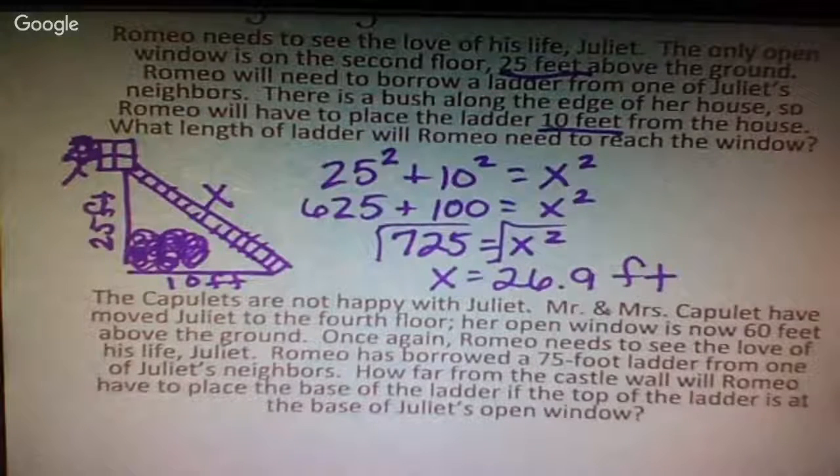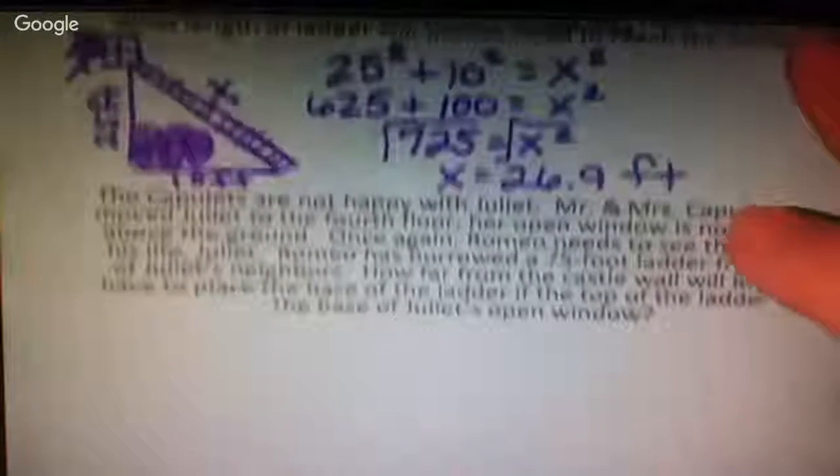Okay, that is a big ladder. Is nobody going to talk about the 50-foot ladder? We were just talking about a 50-foot ladder, and then next we're talking about a 75-foot. And 26 is big.